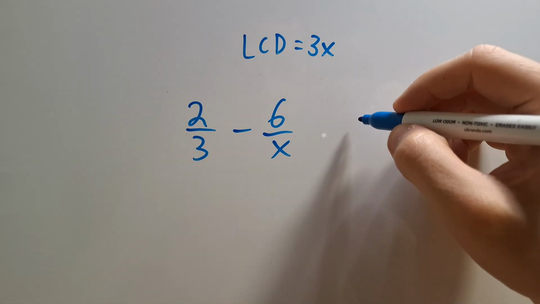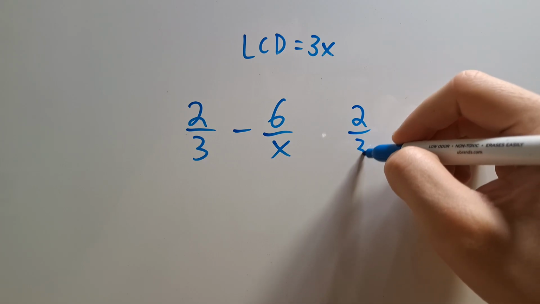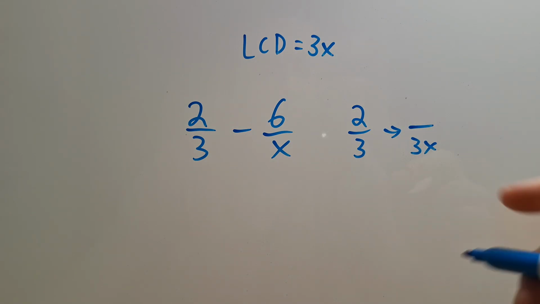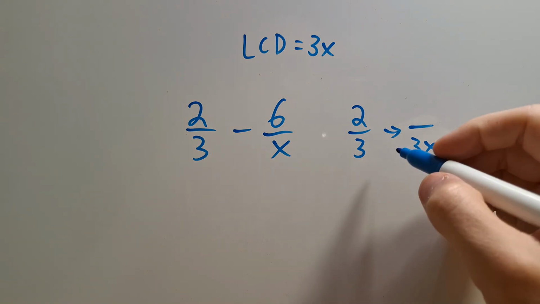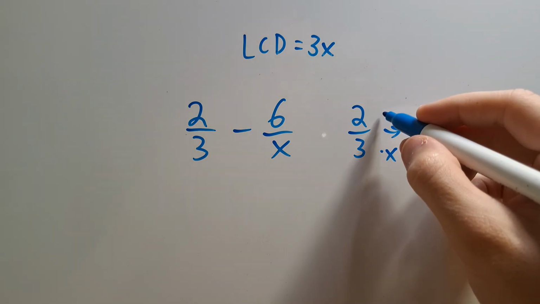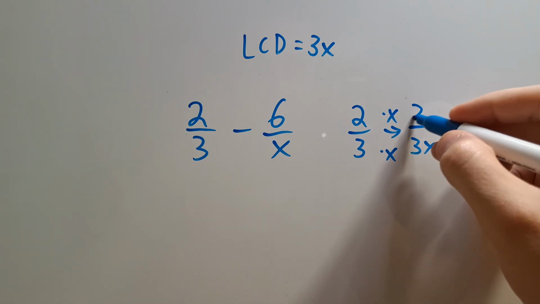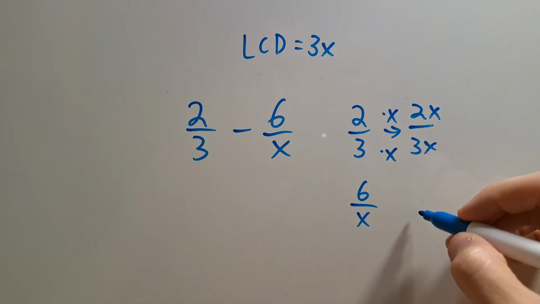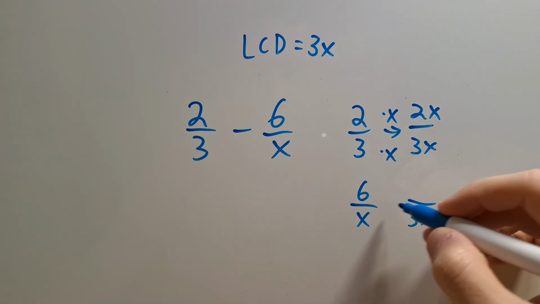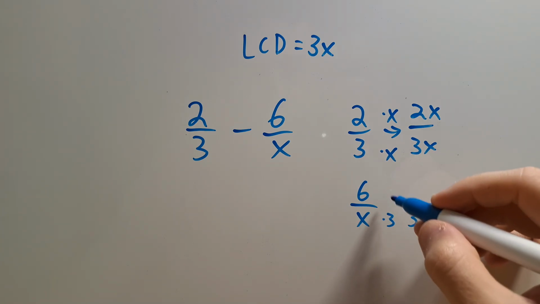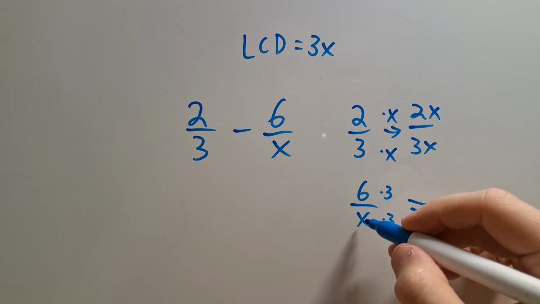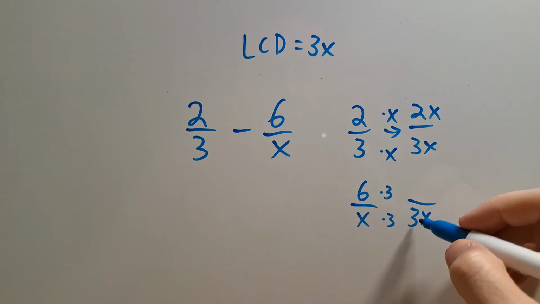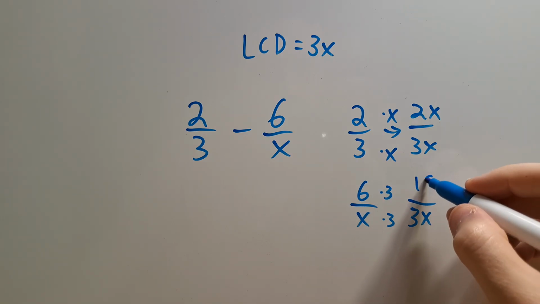So now I begin the rewriting process. In order to have a product of 3x, from 3 you will multiply by x, so multiply the numerator by x as well. And then for my second fraction, to get a denominator of 3x, I'm going to multiply by 3. Because this denominator already has an x, I'm just multiplying by what's missing. x times 3, 3x, 6 times 3, 18.